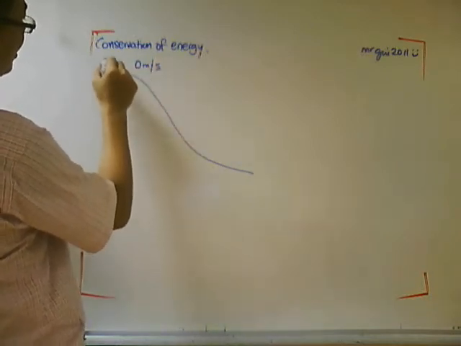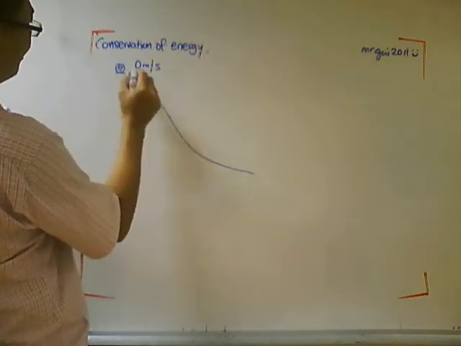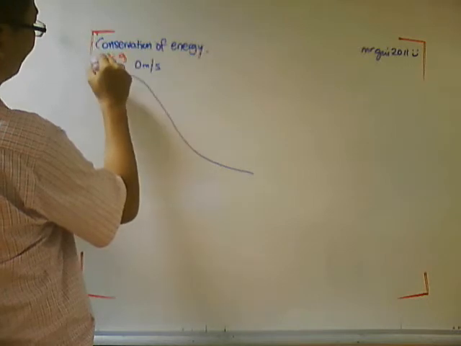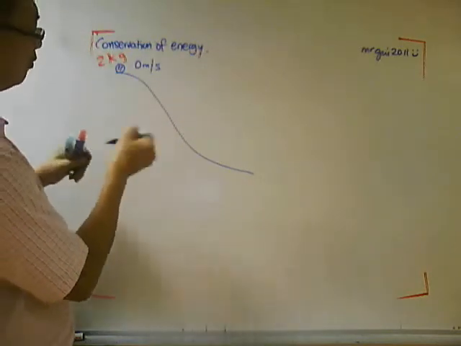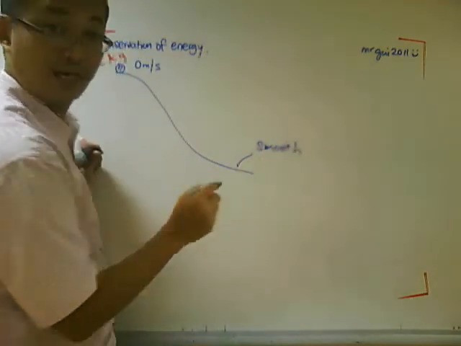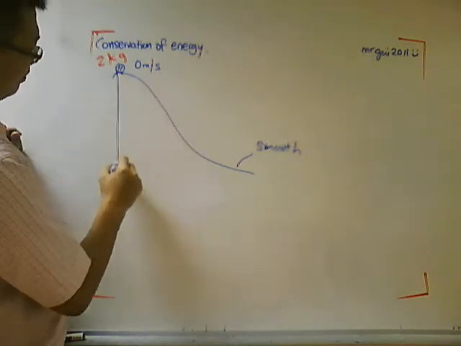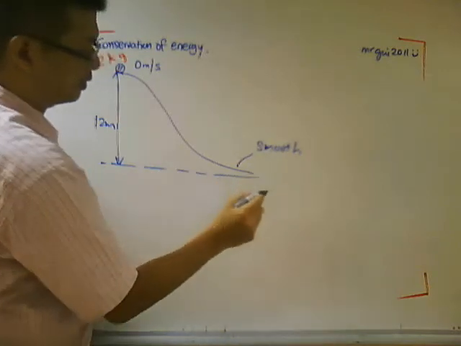Say the ball is 2 kilograms. The mass of the ball is 2 kilograms. Now this is a smooth slope, meaning that we neglect friction, and suppose this is 12 meters from the base of the slope.